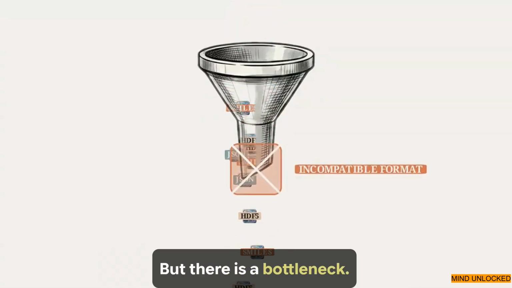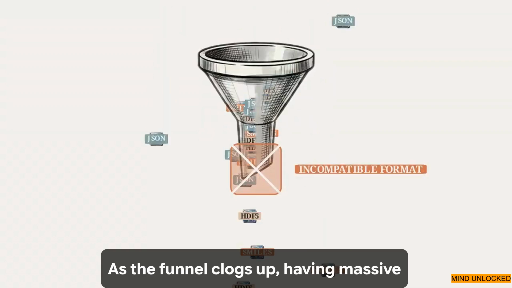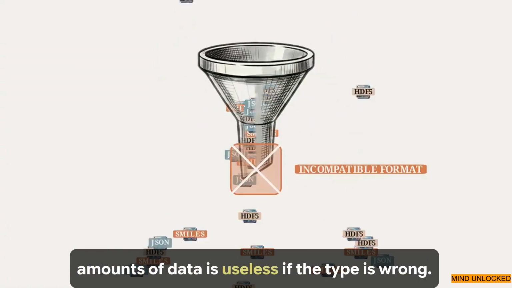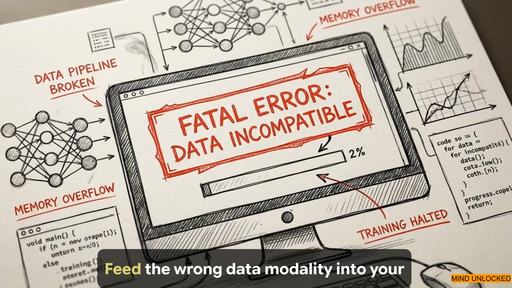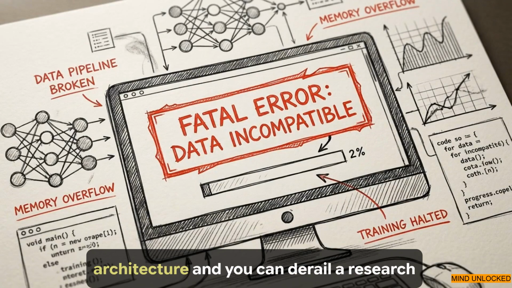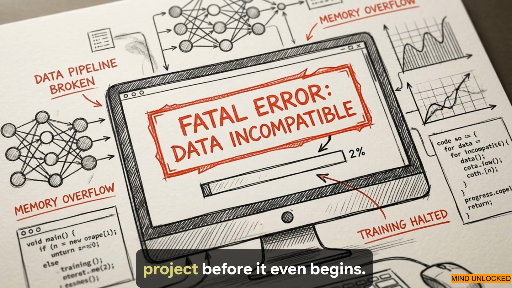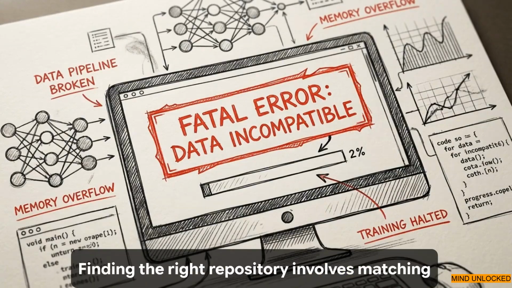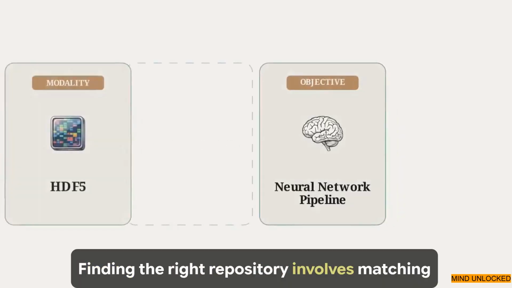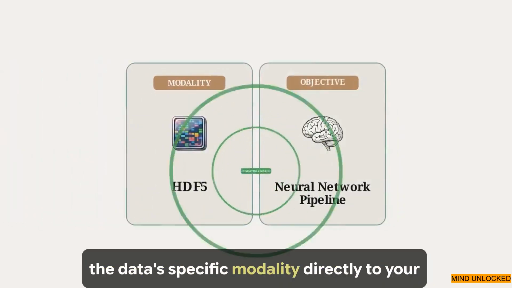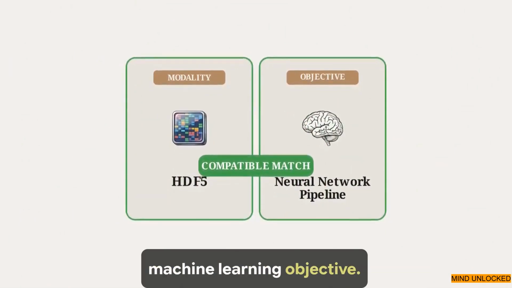But there is a bottleneck. As the funnel clogs up, having massive amounts of data is useless if the type is wrong. Feed the wrong data modality into your architecture, and you can derail a research project before it even begins. Finding the right repository involves matching the data's specific modality directly to your machine learning objective.